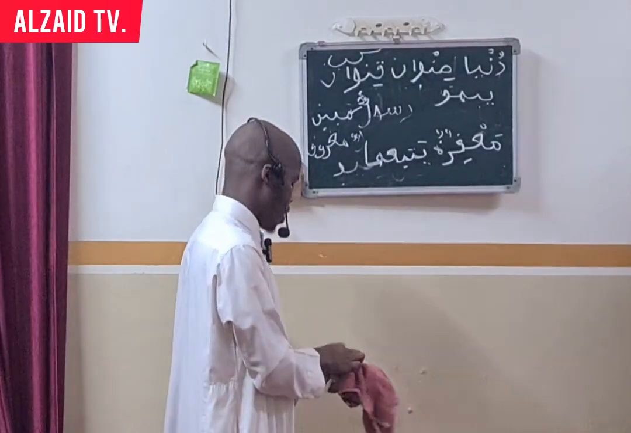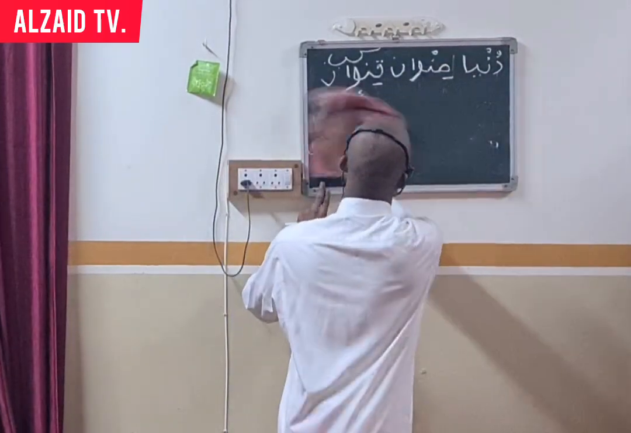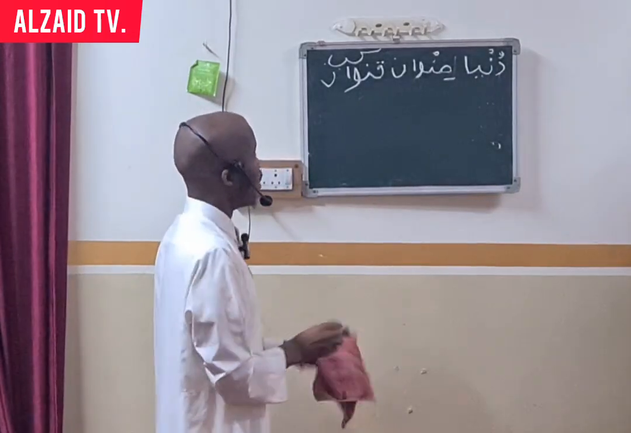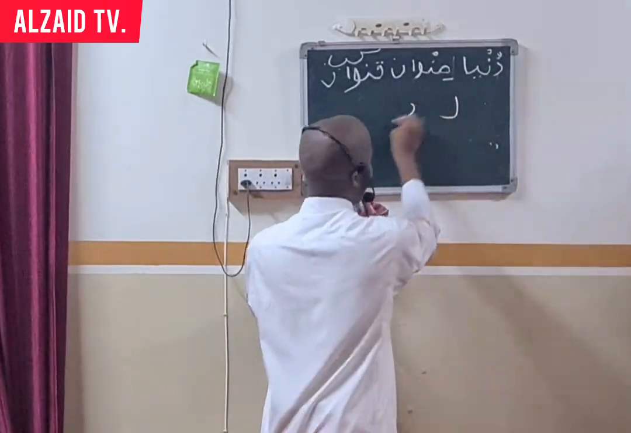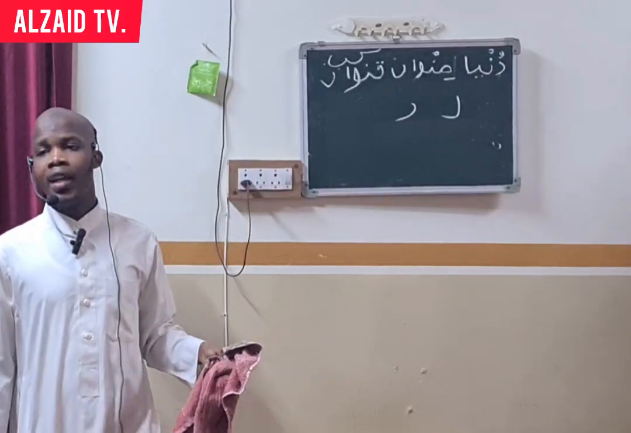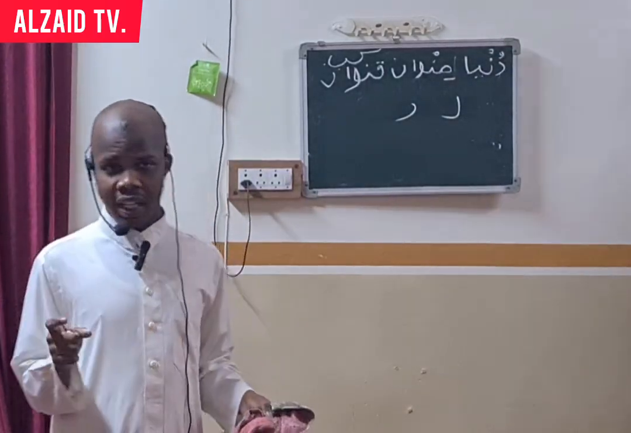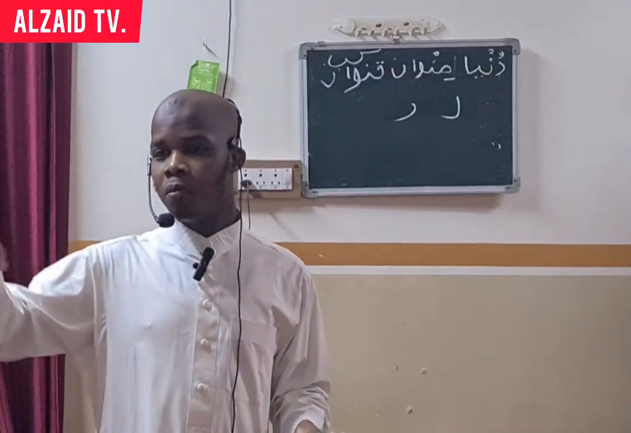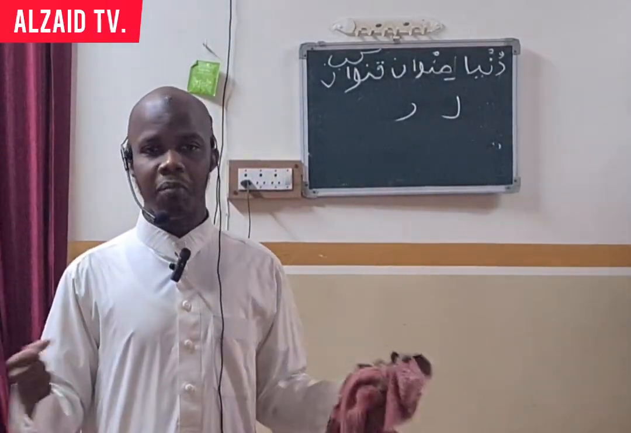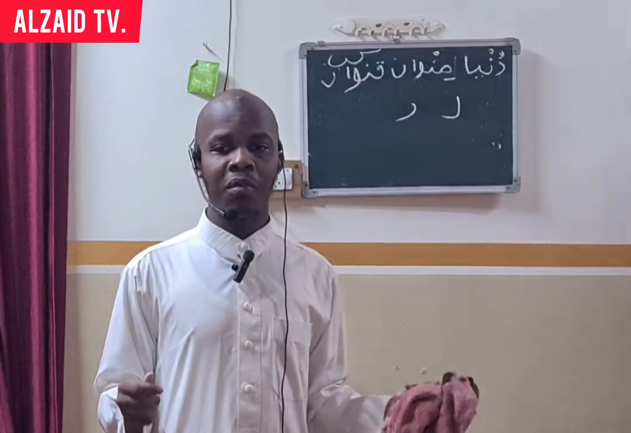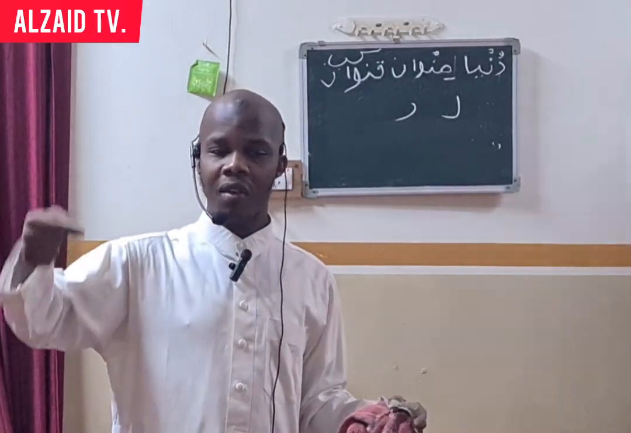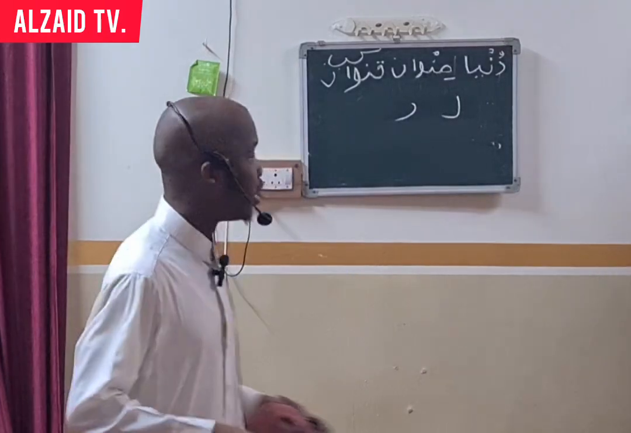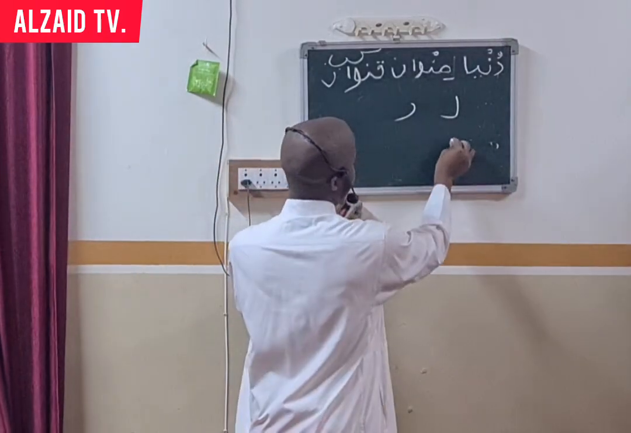Then the second one, we said there is no ghunna, and it has only two alphabets, which are lam and ra. This one we call complete idgham. That one with ghunna, we call idgham naqis, incomplete idgham. And this one is complete idgham, because for idgham, you take something and put it into something. Idkhalu shay'un fi shay'.